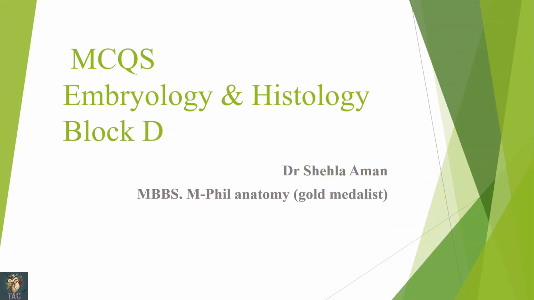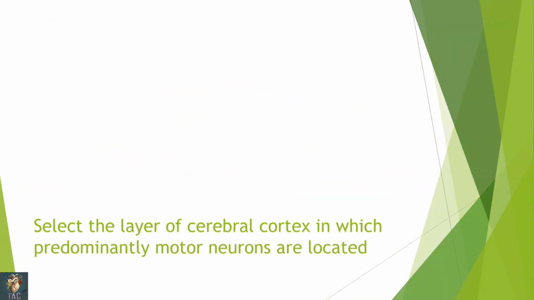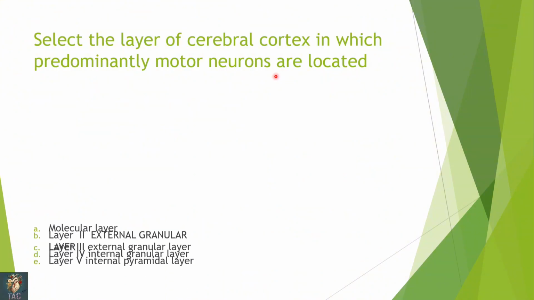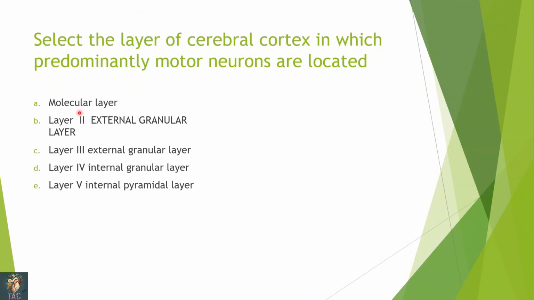In today's class I am going to discuss the MCQs related to embryology and histology of the neurosciences, that is block D. So here is your first MCQ. Select the layer of the cerebral cortex in which predominantly motor neurons are located. The different options are the molecular layer, the external granular layer number 2, the external pyramidal layer number 3, the internal granular layer number 4, and the internal pyramidal layer, that is layer 5.